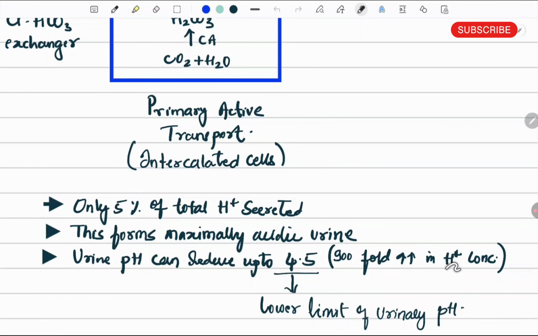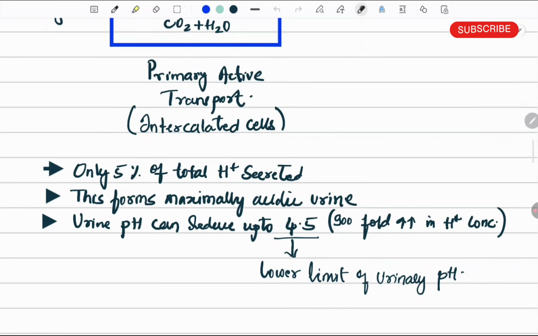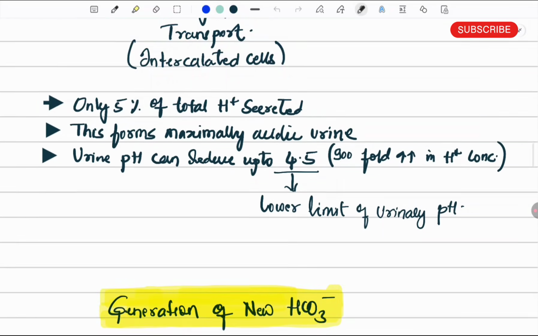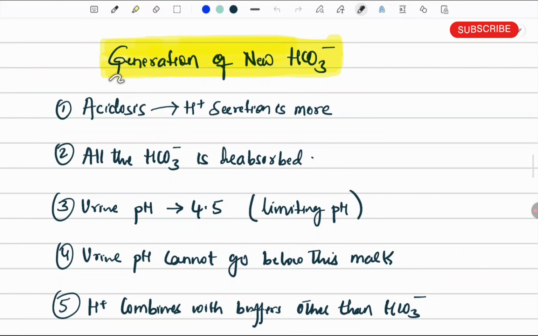How much fold increase in the H+ concentration is occurring here? There is a 900 fold increase in the H+ concentration. And remember that this pH is what is called the lower limit of the urinary pH. That means below this level there cannot be reduction of the urinary pH. Even if H+ ions are being secreted after this, they need to be buffered. That is what I'm going to tell you in the next slide. Here comes the concept of generation of new bicarbonate.